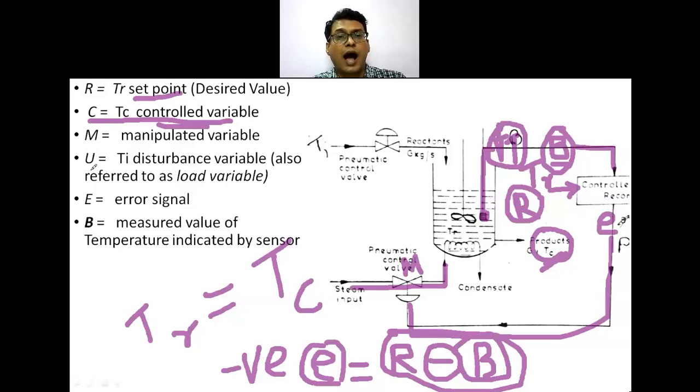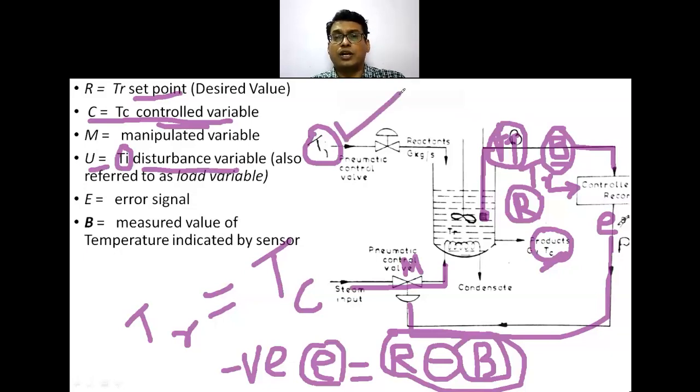Then there is a Ui, that is also there. That is the disturbance variable. And it is the Ti, that is the temperature, the inlet temperature of a fluid. Now, if the inlet temperature of a fluid remains constant, then there is no disturbance. However, if there is some disturbance in the previous process, and the reactant which is coming at a temperature Ti gets disturbed to T2, so that is your load variable.